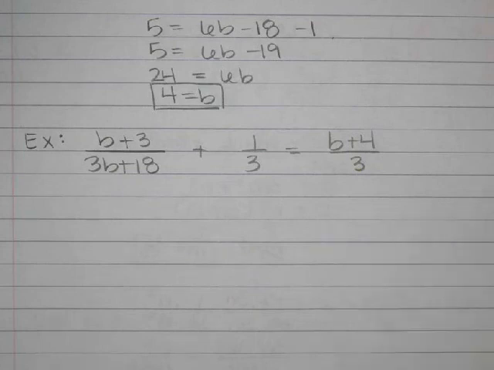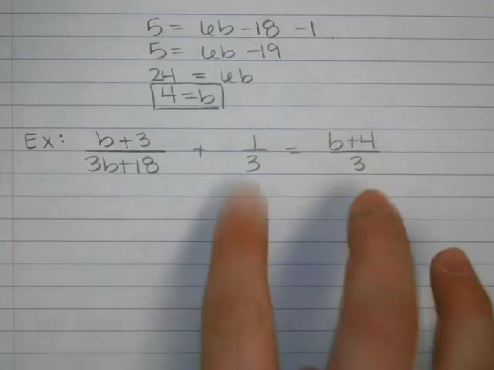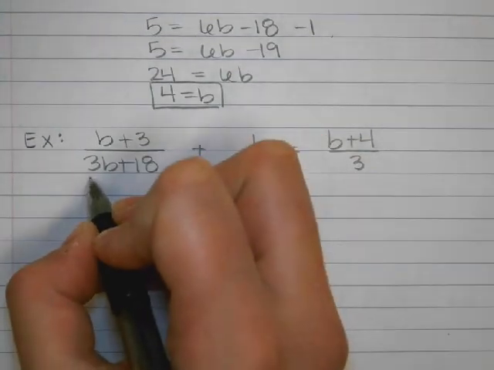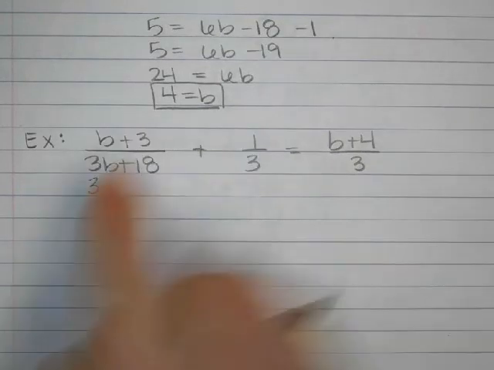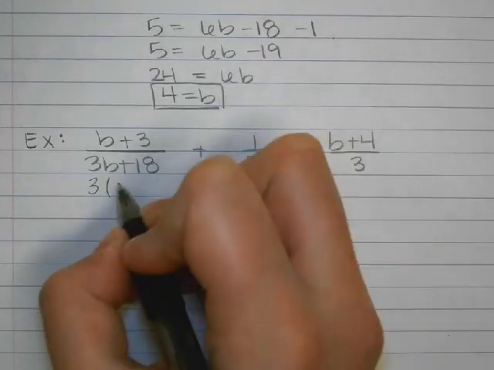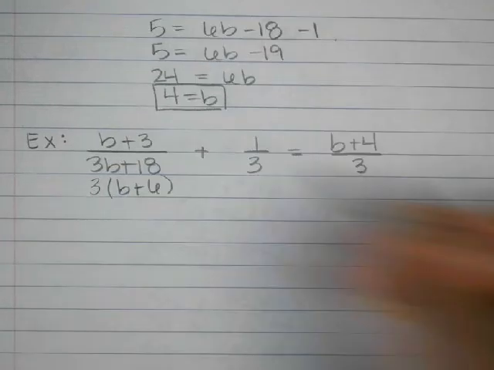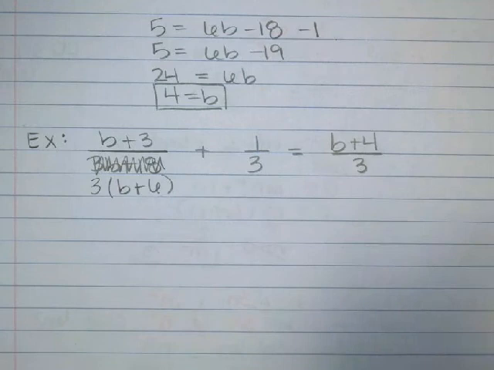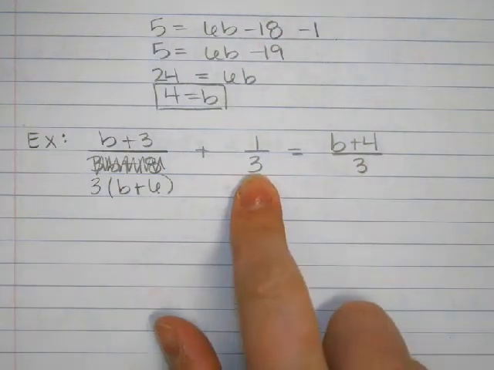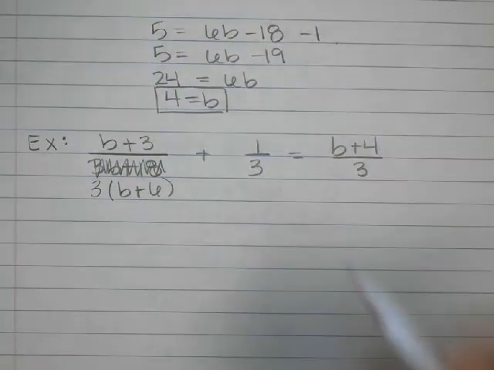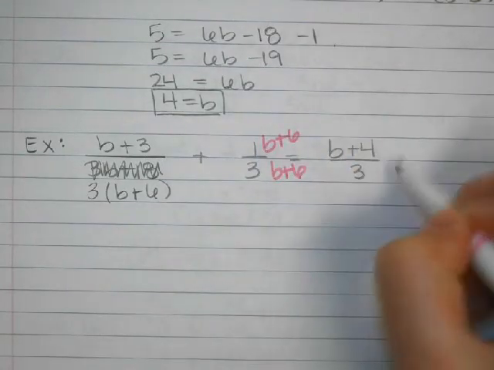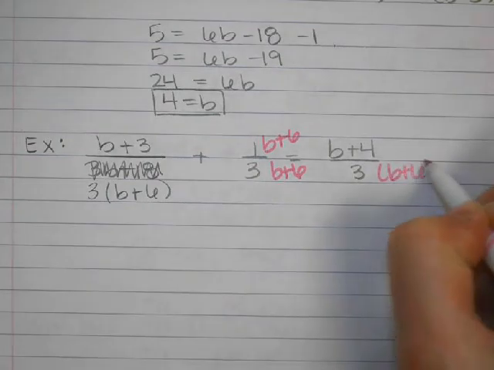So here, just like before, I need to factor the denominator to see what the different factors are. So I can see the 3 and the 3. I'm definitely going to need that in my common denominator. And here I have a GCF of 3, and then that leaves me with b plus 6. So 3 times b plus 6 must be my common denominator. And so that means for this fraction, I've got the 3, but I need the b plus 6. And here I've got the 3, but I need the b plus 6.